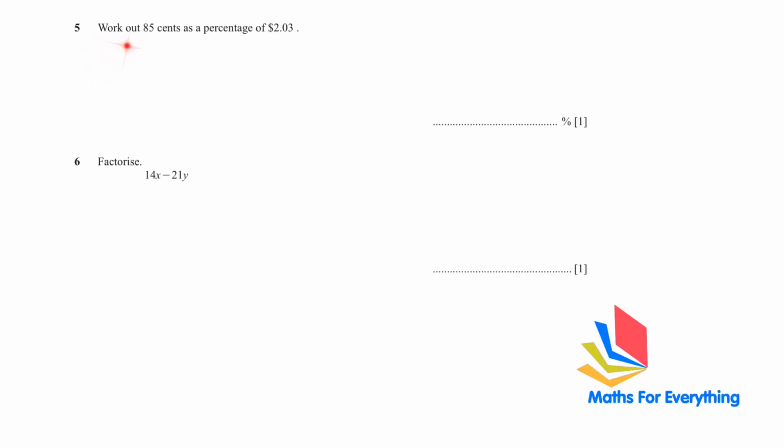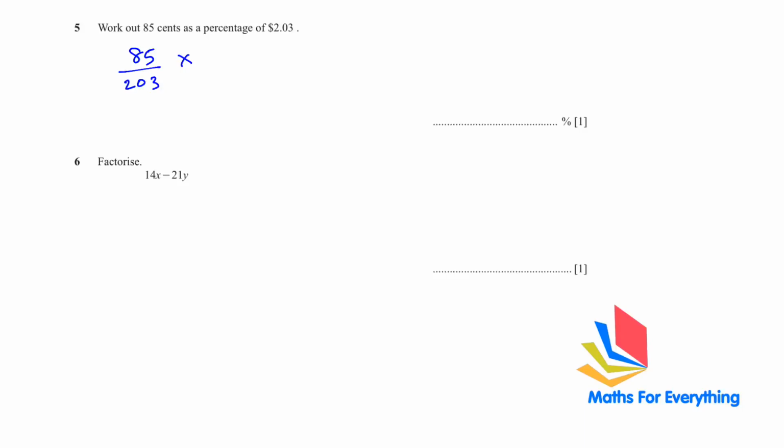Question number 5, work out 85 cents as a percentage of 2.03. When we want to find the percentage, the units must be the same. This is cents and this is dollars. Convert this into cents by multiplying by 100. So 2.03 multiplied by 100 is 203.